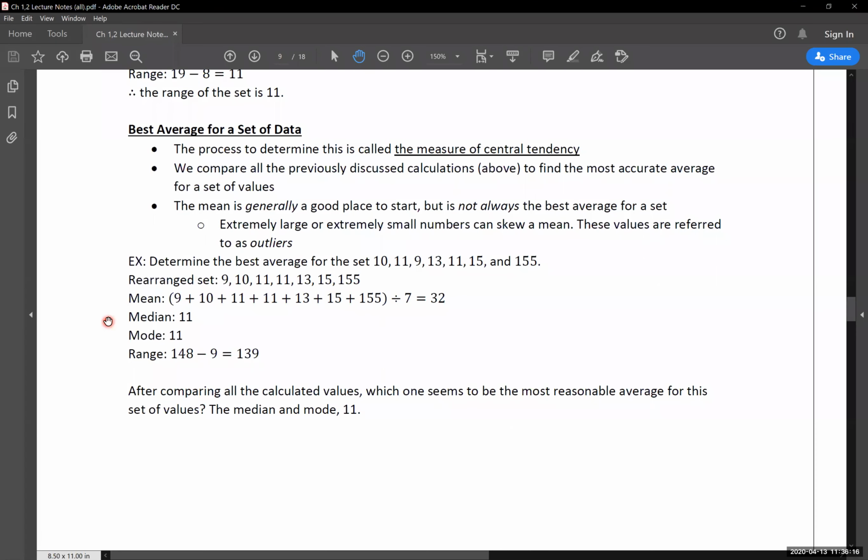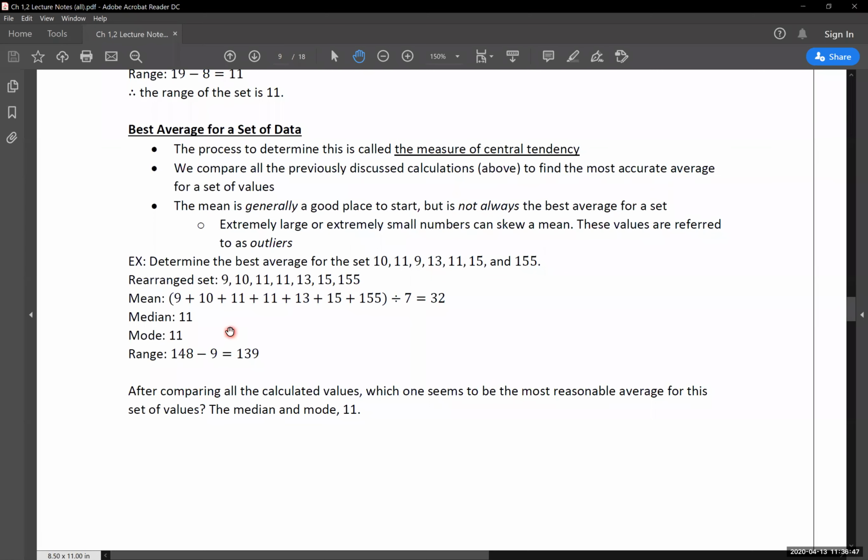So I'm looking at the median. And again, I'm counting in from the sides. So I've got 1 in from the sides, second one in, third one in, and I have an 11 sitting here in the middle. So my median is going to be 11. Looking for the mode, what number appears the most frequently in this set of data? Well, 11 shows up twice. Everything else just shows up once. So the mode also has to be 11.